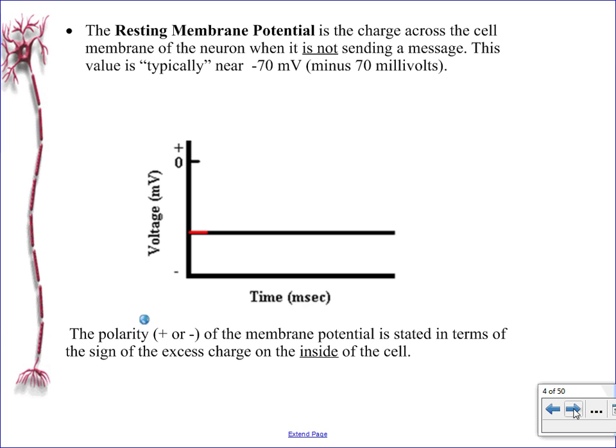When they initially stuck the electrode into the neuron, it was not sending a message and it was said to be at rest. The voltage that they measured at rest is referred to as the resting membrane potential, one of the many terms that you will need to know. Resting membrane potential: the potential or charge difference across the membrane when the neuron is at rest.